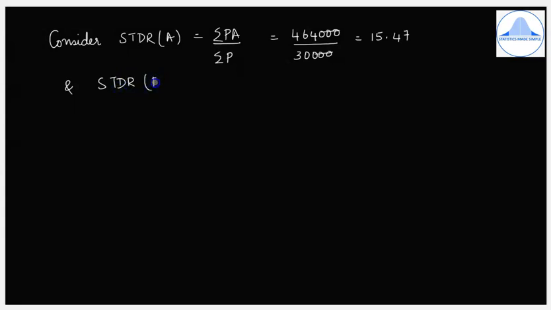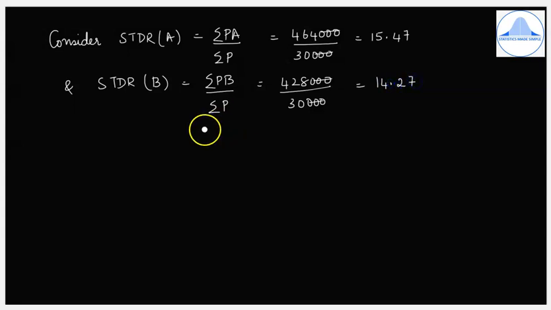Similarly, you find out STDR of B. So STDR of B will be summation PB divided by summation P, which is equal to 4,28,000 divided by 30,000. On simplification, we will get 14.27. Next, we have to comment. For the comment, we should find out which of the STDRs are lesser. So now let us write the last part, which is the conclusion.